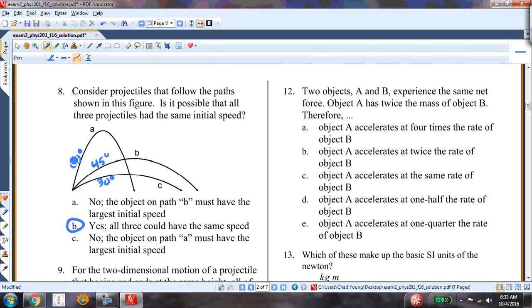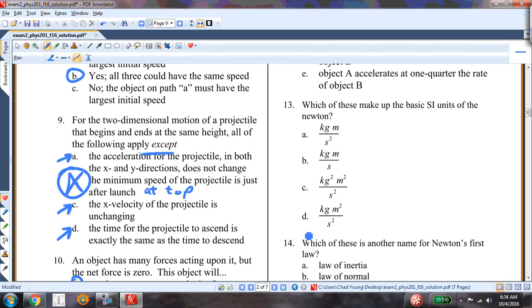Two objects, A and B, experience the same net force. Object A has twice the mass of object B. So the mass of A is equal to twice the mass of B. It has the bigger mass. Since I know that F equals ma, they experience the same force. If I have twice the mass, that means object A will have half the acceleration. So D is the right answer.